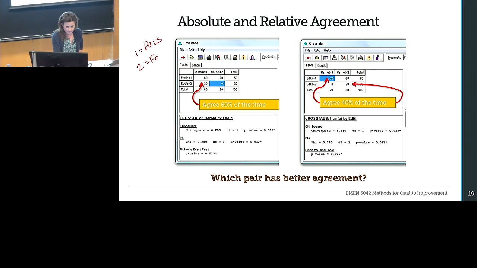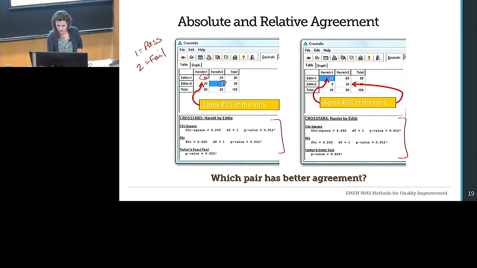2 is a fail. So this first time, Eddie and Harold agreed on 60 items, right? 60 out of 100 is 60% of the time. They agreed 60% of the time on the pass items. What percent of the time did they agree on the fail items? 0. 0% of the time, okay? And so look at the results here. They're exactly the same, 0% of the time.